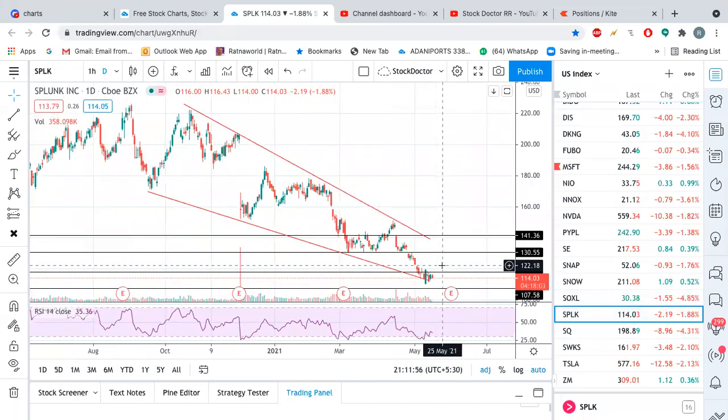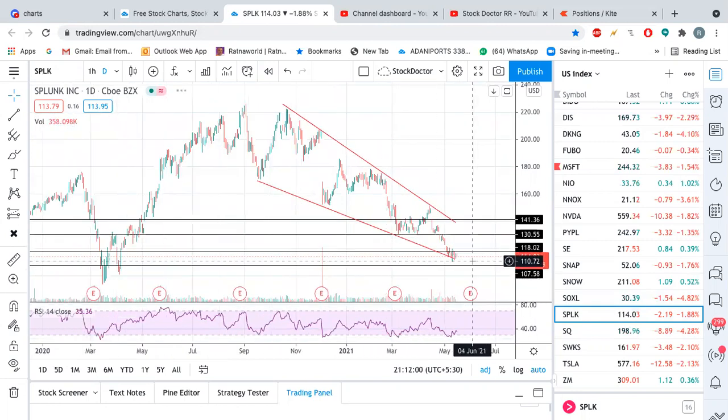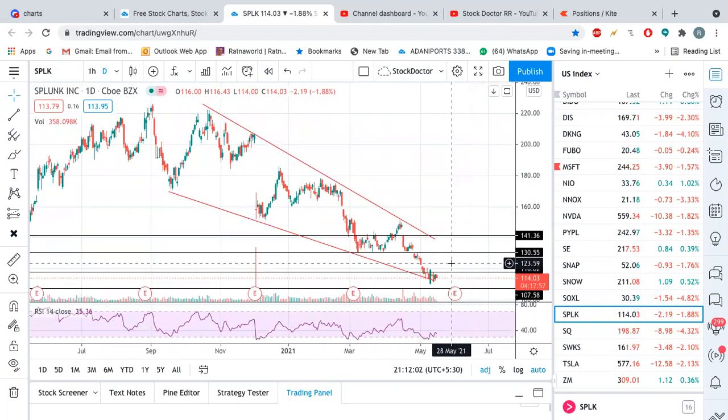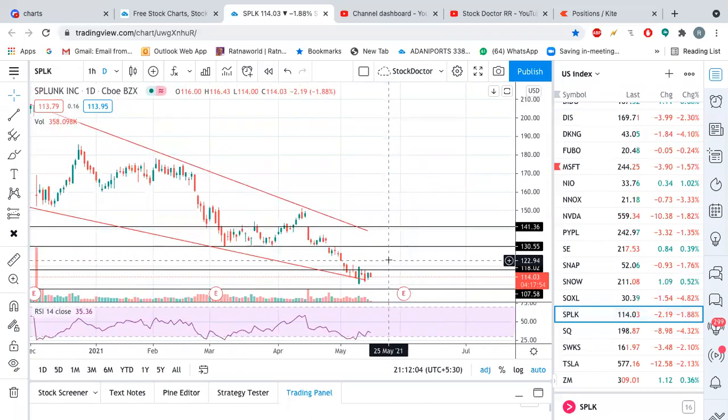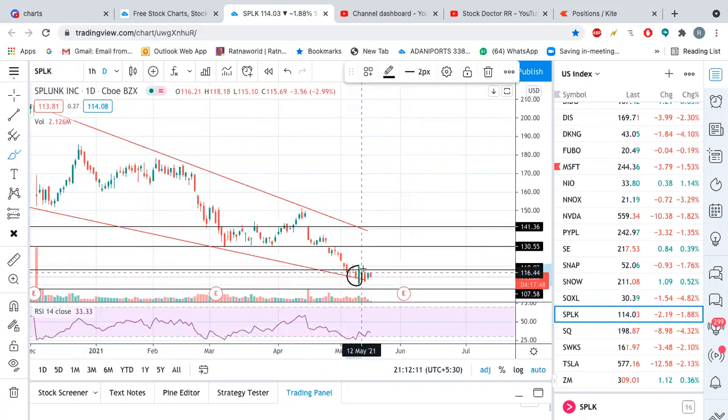The next stock is Splunk. I gave a buy on Splunk a few days back, based on the bullish engulfing pattern which was formed, and RSI was also exhausted, and I thought the stock is going to give a technical bounce.